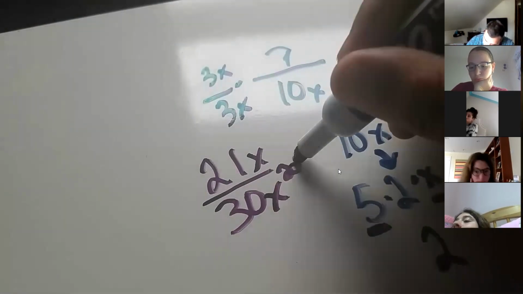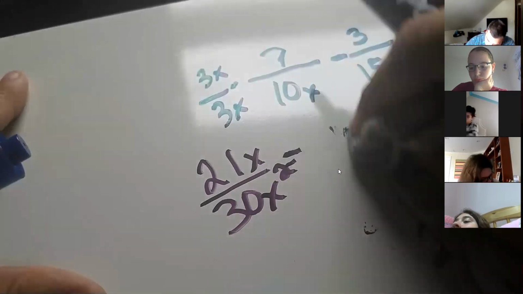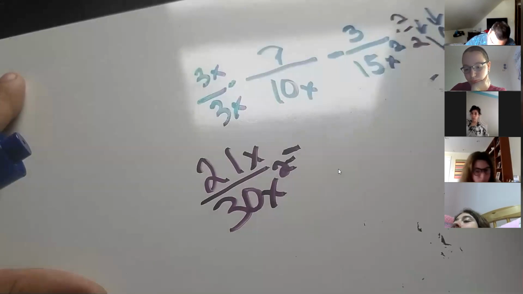We put a little minus sign, and then need a little space, so I'm going to have to erase this. But we need a little minus sign. The reason it's a minus sign is because this was a minus sign.